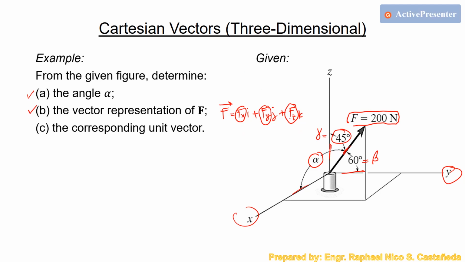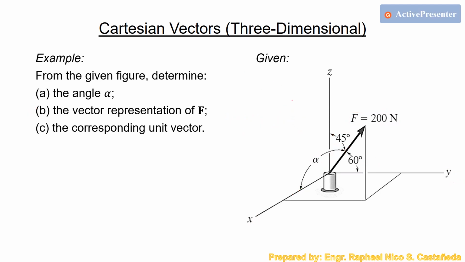From the figure, you can see that Fx, Fy, and Fz are positive. This is Fx positive, Fy is positive, and Fz is positive also. Then the next one is the corresponding unit vector, lambda, in the form of lambda x i plus lambda y j plus lambda z k, because a unit vector is also written in vector form, since it is a vector.